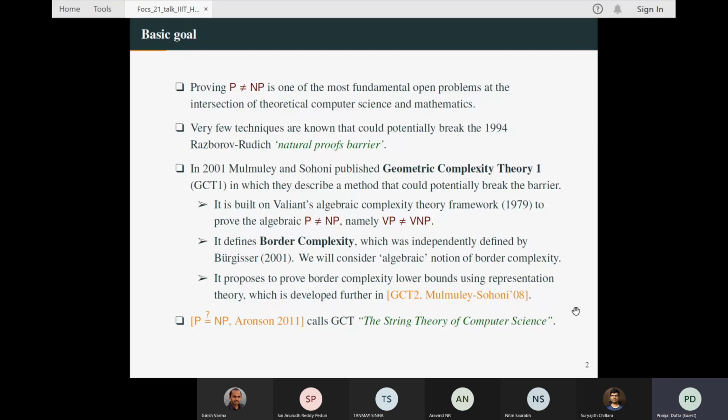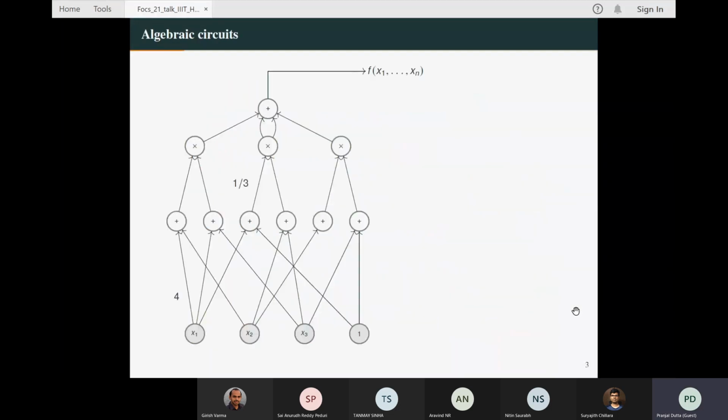String theory tries to unify results in physics, and GCT tries to unify complexity theoretic results or lower bounds in terms of algebraic geometry and representation theory. So these are very similar in that flavor. Hopefully towards the end of this talk, you will get some flavor of the string theory of computer science. Okay, so what's the model of interest?